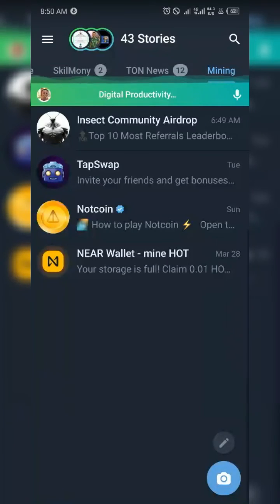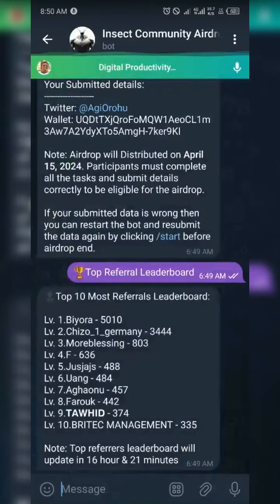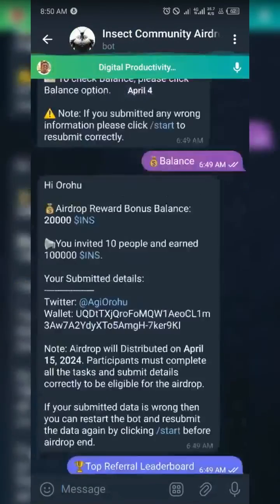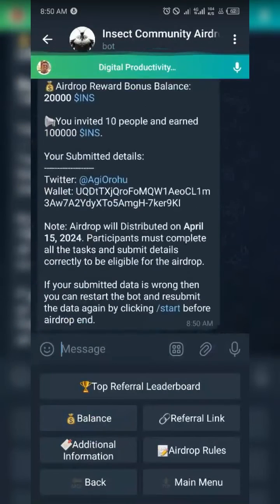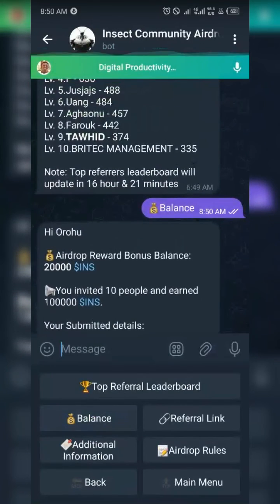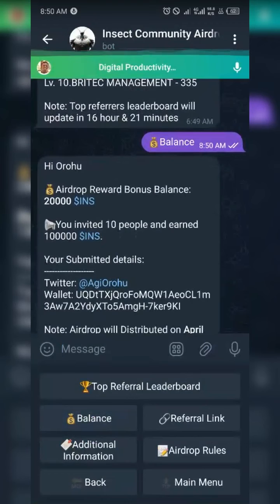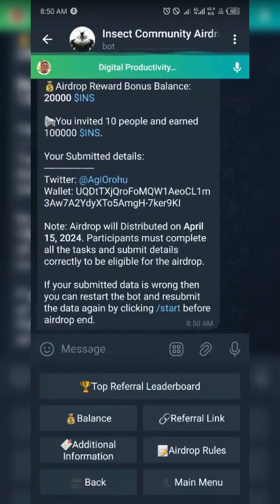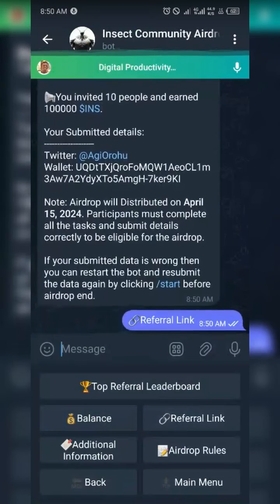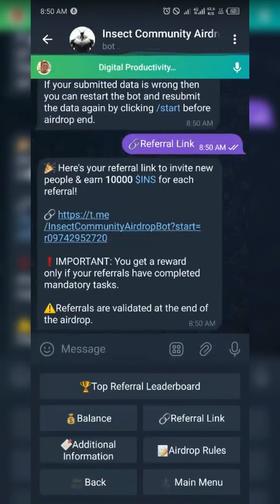Maybe once they start dropping like this one, we will be asked to submit every information about our wallet, about whatever it is. And if I check my balance, you can see I currently have close to 120,000 of this particular insect, right? At the end of the day, they will start the airdrop, which is on the 15th. They're going to start distributing the airdrop. Now, to get more, I will have to invite people to join, right?